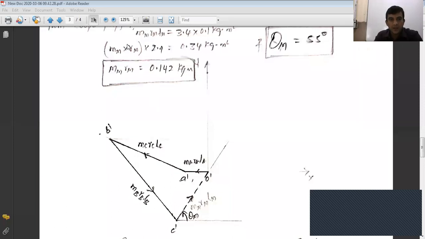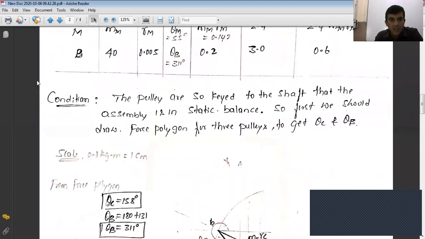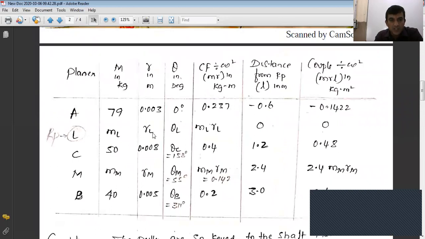Okay, sir. Now we've got RM, the centrifugal force generated by the plane M, meaning bearing M. Then how do we get the other one which is unknown? One more is unknown, that is ML RL.